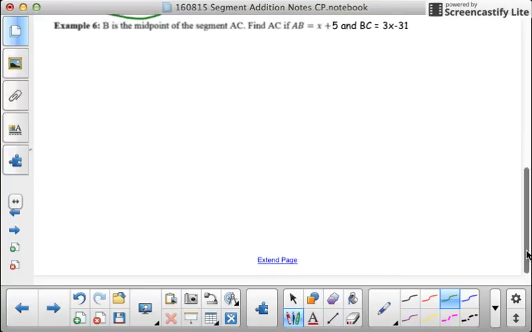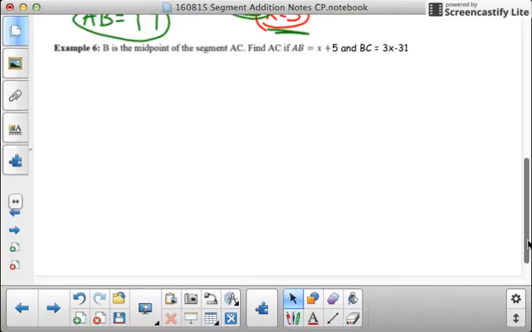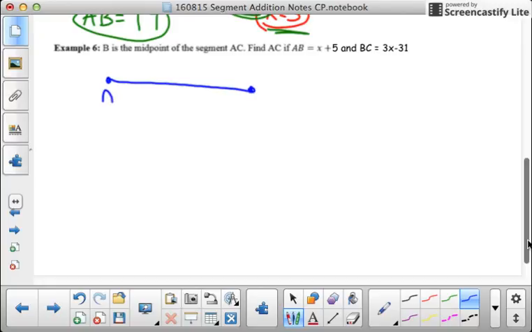When I look at the problem below, it's a little bit different. So I'm going to draw my picture. B is the midpoint of A to C. So A to C, and B is in the exact middle. Now I'm going to draw my tick marks because I know it's in the exact middle. So it says find A to C if A to B is X plus 5, and B to C is 3X minus 31. So I'm going to do the exact same thing.